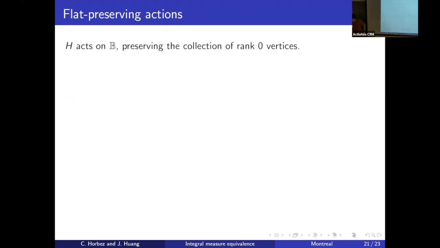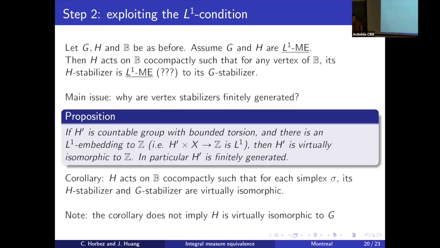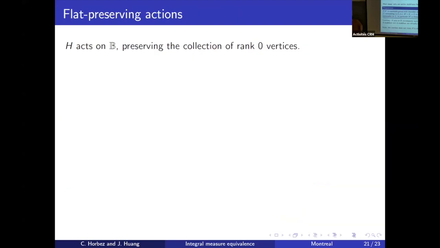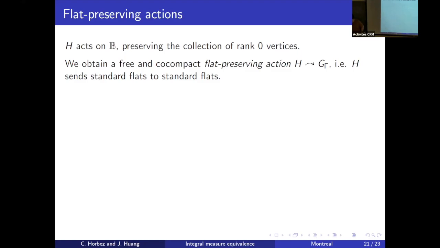Okay, so now the last step. The last step of the proof is that I need to explain what is exactly going wrong with this. So now we have everything seeming to be aligning up, but there's one extra problem. So now I think about the mysterious group acting on the rectangle building. It's going to preserve the collection of rank 0 vertices. Recall that rank 0 vertices correspond to the elements in the group.